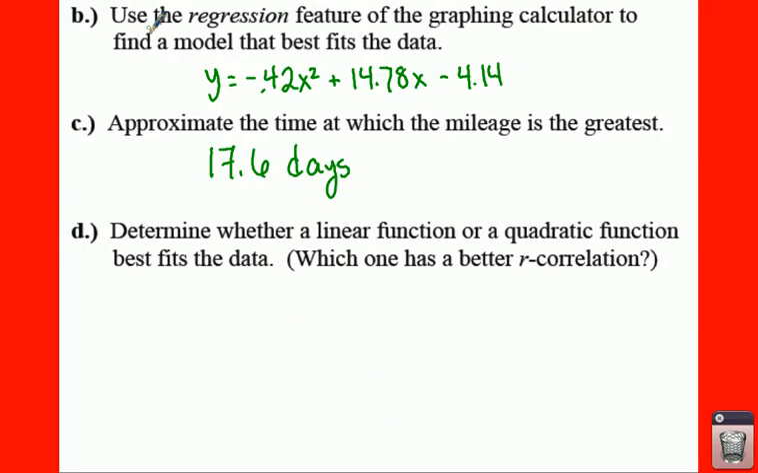Alright, so that's part C. For part D, determine whether a linear function or a quadratic function best fits the data. So we need to find which one has a better R correlation coefficient. So for our quadratic, let's figure out what our R is, your correlation coefficient. For the quadratic, r is equal to something, and with the linear model r is going to be equal to something.